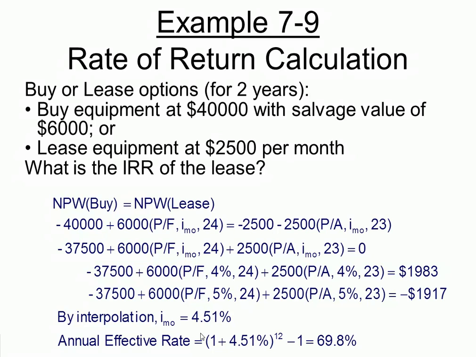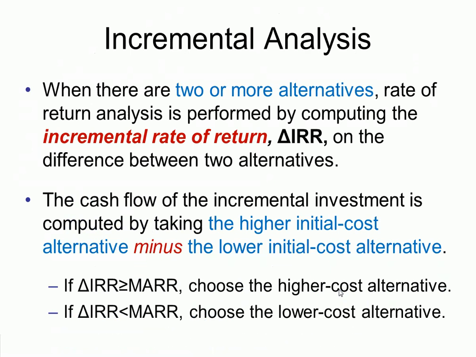So the effective annual rate is, again, there are 12 months, so to the 12th power, we plug in this percentage, which is actually the value of 0.0451, and so that gives us a percentage rate of 69.8%. So that's the benefit of doing the rate of return, or internal rate of return, of the lease option.